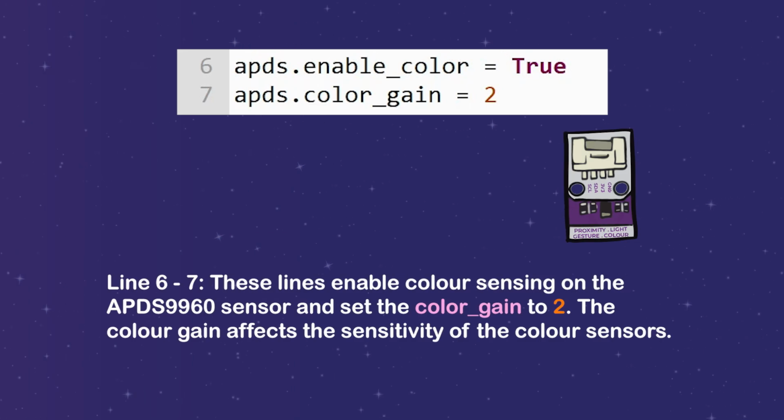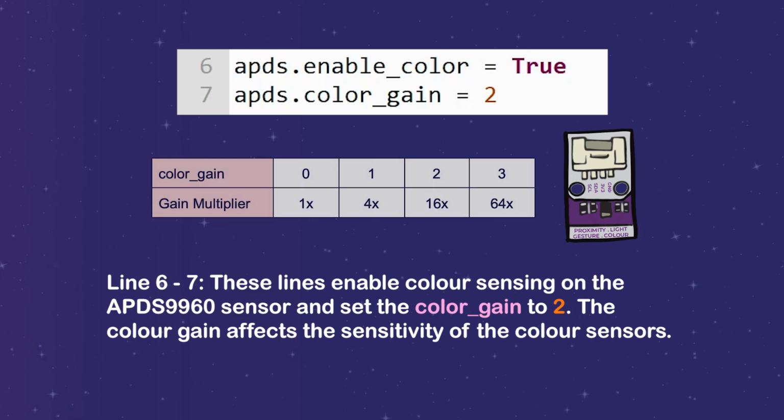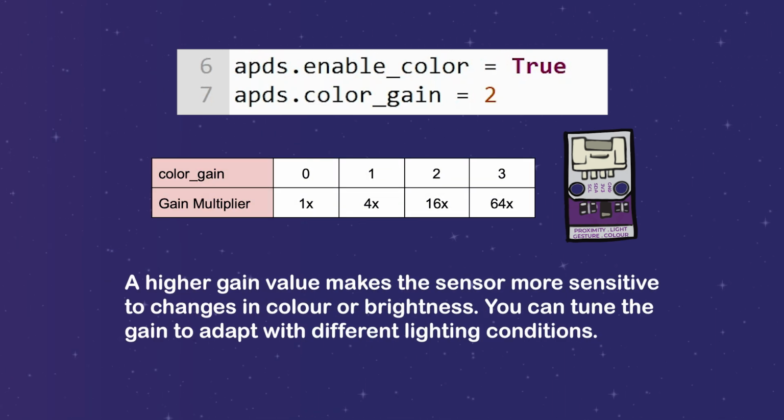Line 6 to 7. These lines enable color sensing on the APDS sensor and set the color gain to 2. The color gain affects the sensitivity of the color sensors. A higher gain value makes the sensor more sensitive to changes in color or brightness. You can tune the gain to adapt to different lighting conditions.